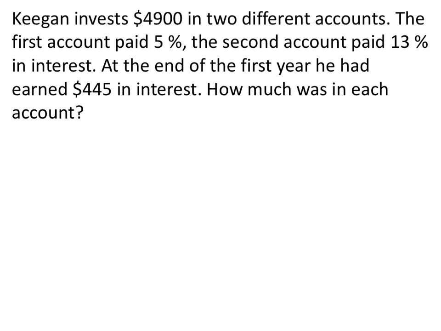We're just going to solve this problem using a system of equations. All right, let's go ahead and read this first. Keegan invests $4,900 in two different accounts. The first account paid 5%, the second account paid 13% in interest each. At the end of the first year, he had earned $445 in interest. How much was in each account?